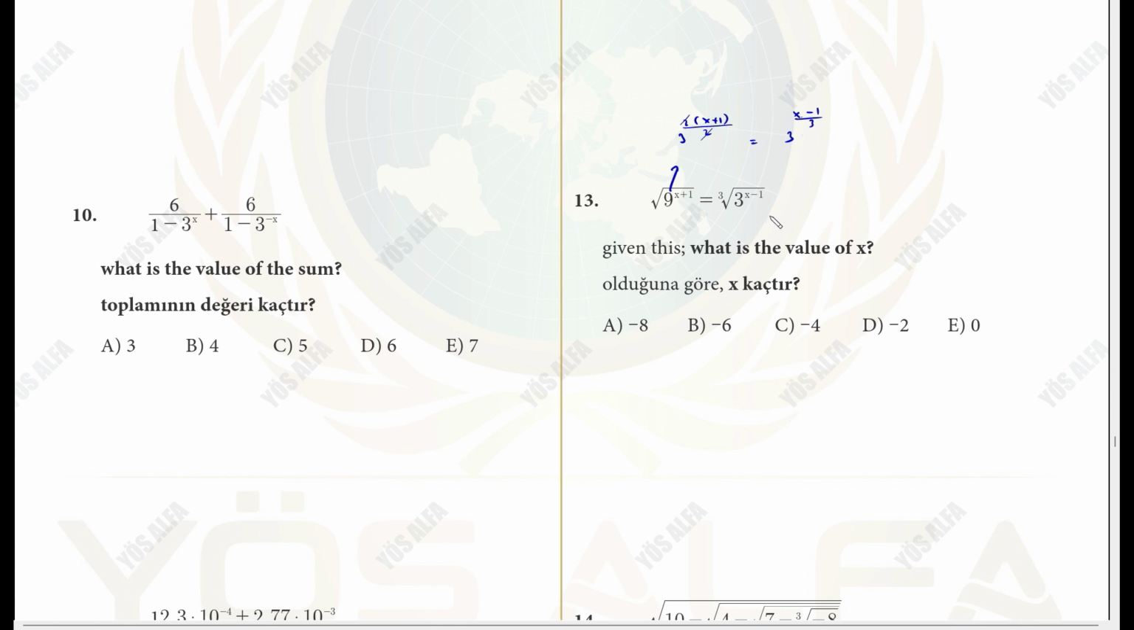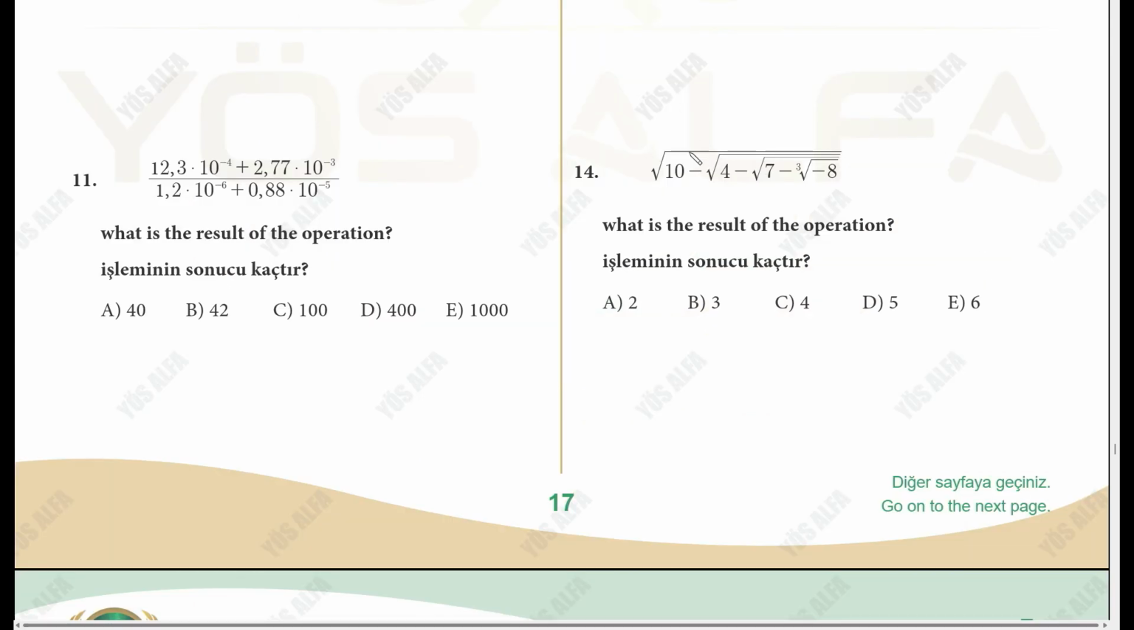So we have the same base on both sides of the equation, so we can equate the respective powers. So x plus 1 is equal to x minus 1 over 3. When we solve this equation, we have 2x is equal to minus 4, x is minus 2. Number 14. What is the result of the operation above?